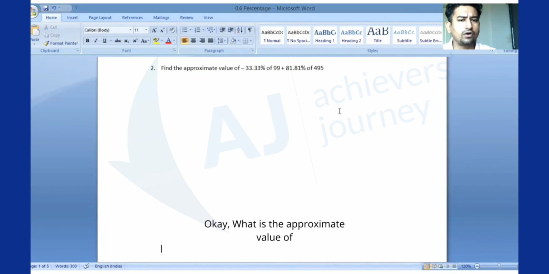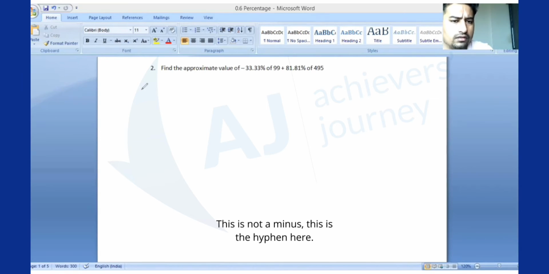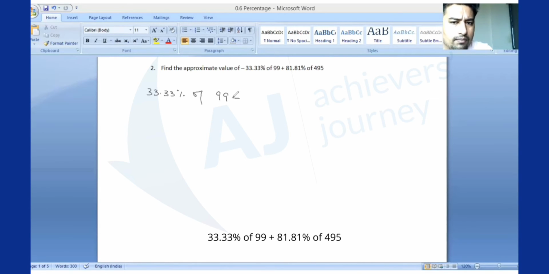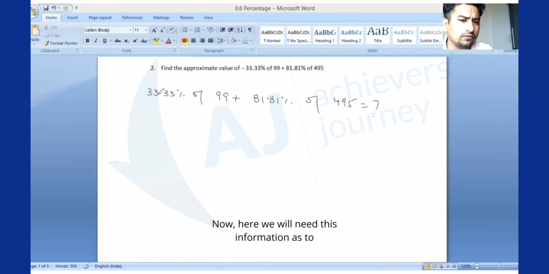Okay, what is the approximate value of, this is a hyphen here, this is not a minus, this is a hyphen here. So they're asking you the value for 33.33% of 99 plus 81.81% of 495, right? Now here we will need this information as fractional equivalent of percentage, right? This is a good example.